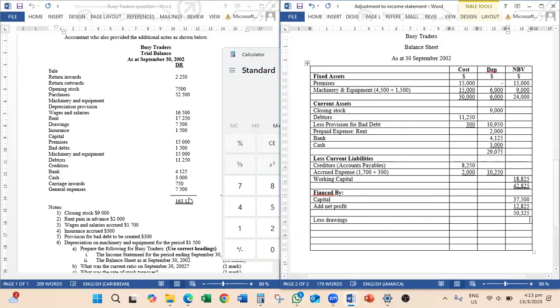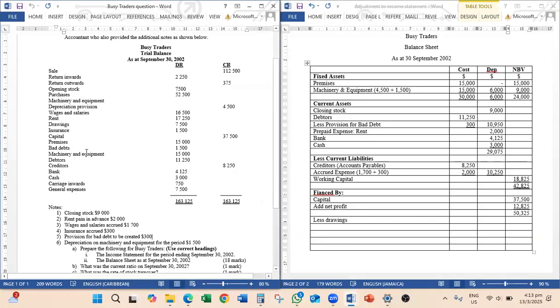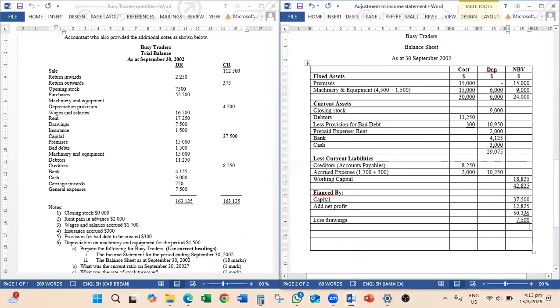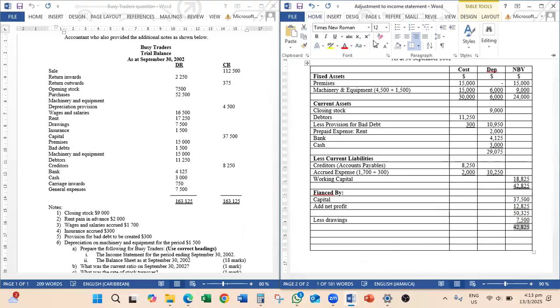And our drawings figure, if you look in the trial balance, it is 7,500. So less 7,500. And that would give us the next double line figure, the one that was there before, minus 7,500. And as you can see, our balance sheet is correct. 42,825. We got both double line figures to be equal, and that is how we know that our balance sheet is correct.